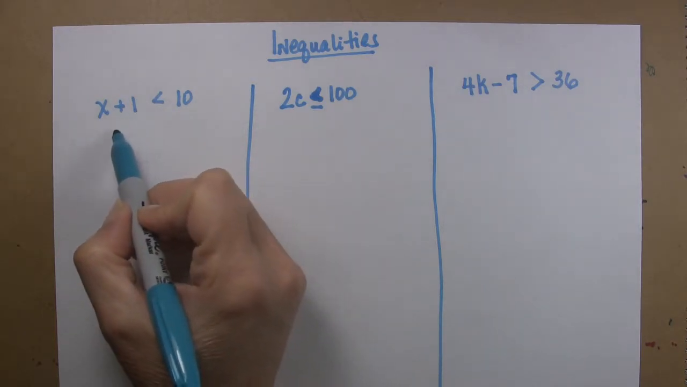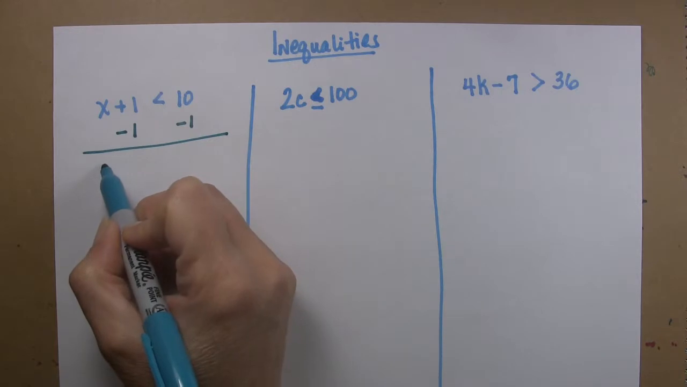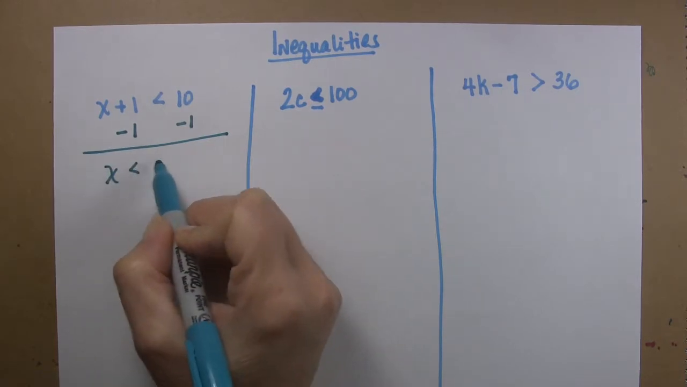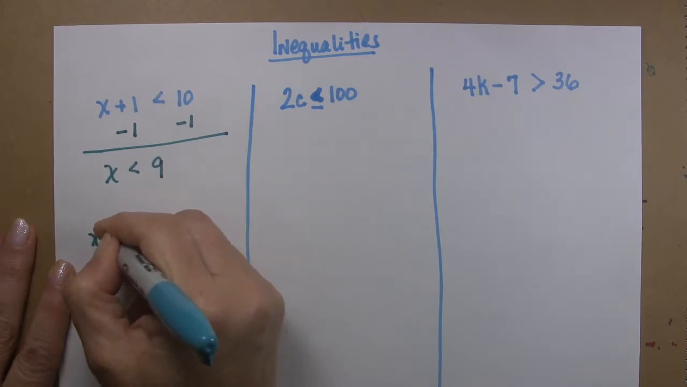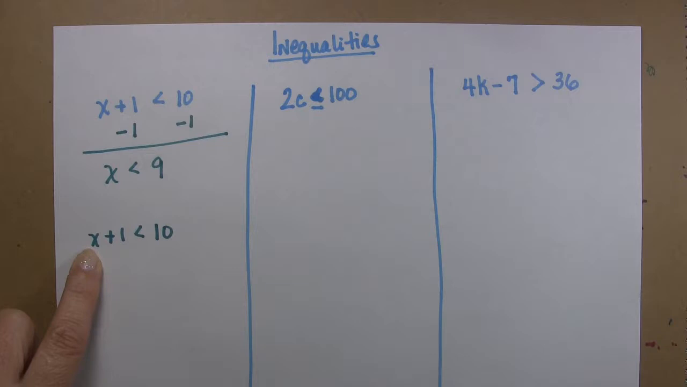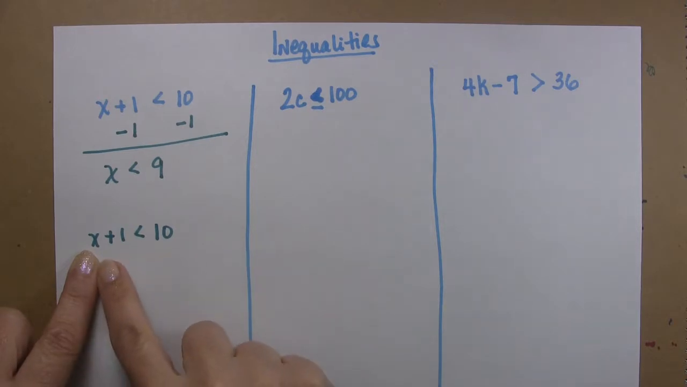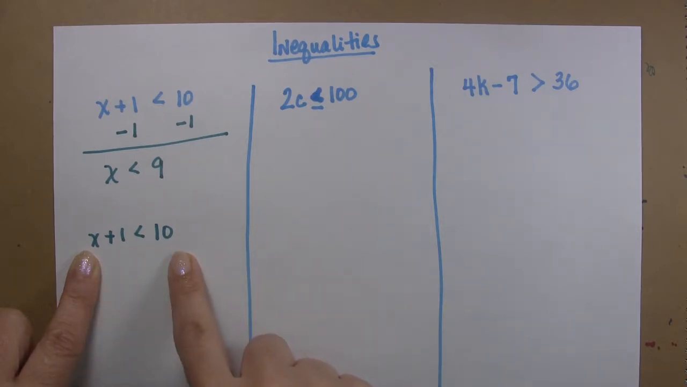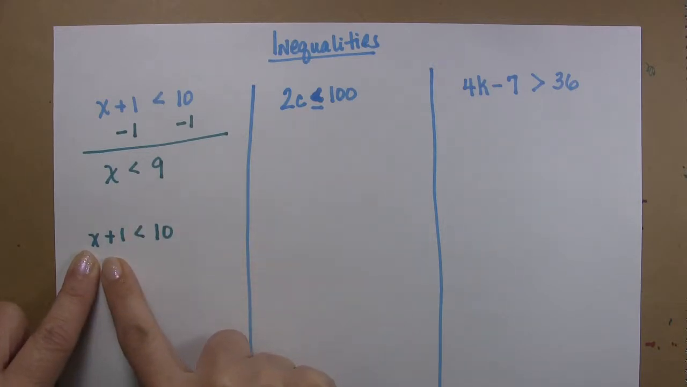So to get x by itself here, I will subtract 1 from either side of the equation, and I get x is less than 9. So that means that if I'm looking at this, which is the original equation, as long as I put a number less than 9 in here, it's going to be a true statement. So if I put 5 in, for instance, it would be 5 plus 1, which is 6, which is indeed less than 10.